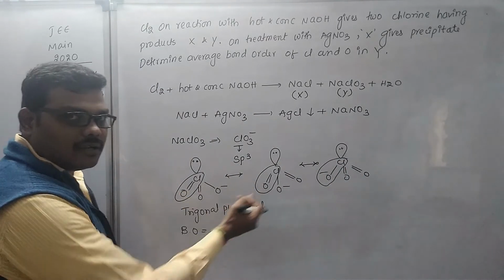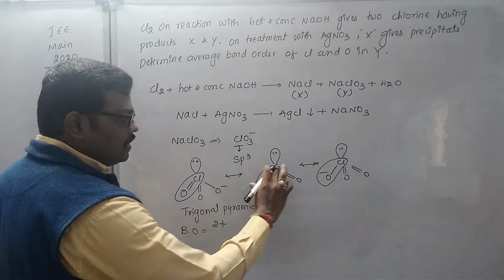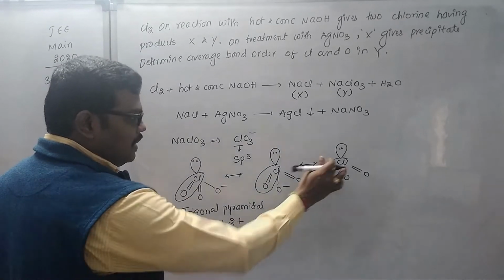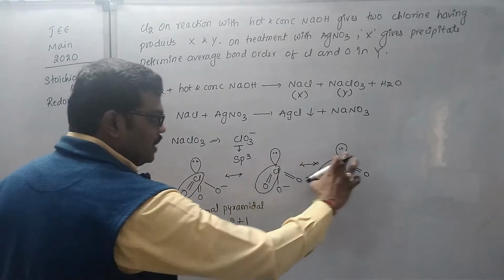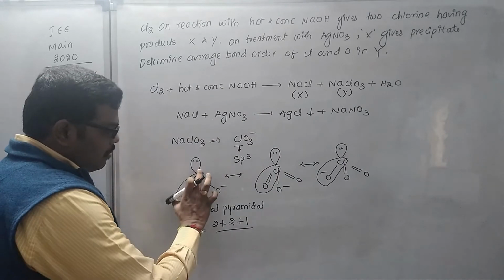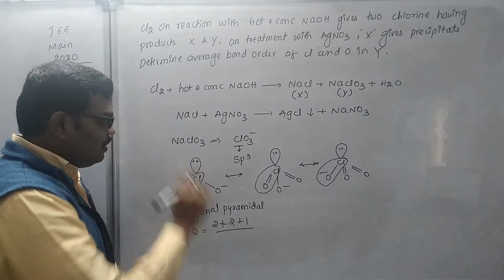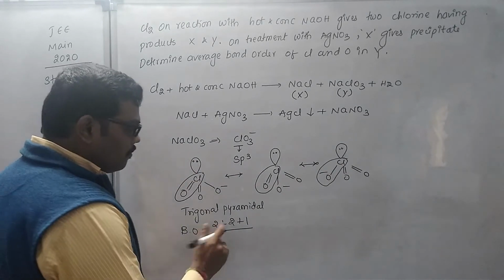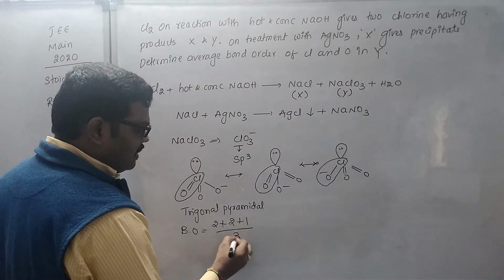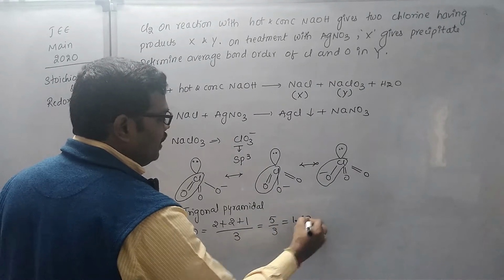Total how many bonds are there between two atoms? Here two bonds, plus here two bonds, plus here one bond. So total bonds between two atoms is 2 plus 2 plus 1. But don't take this bond and this bond and this bond. You have to take only one type of bond here. Then total resonating structures are 3. This is equal to 5 by 3, which is equal to 1.67.